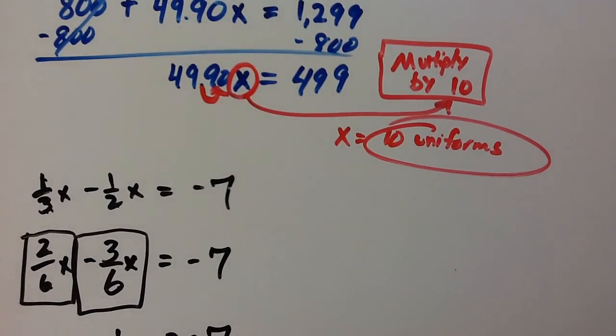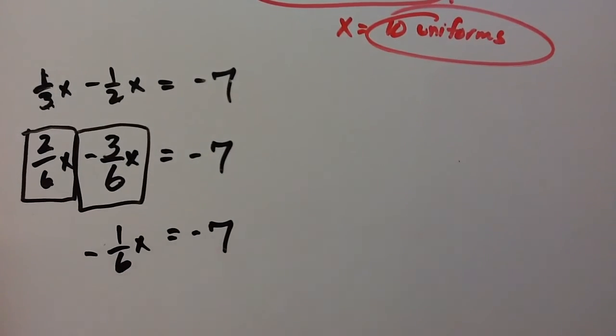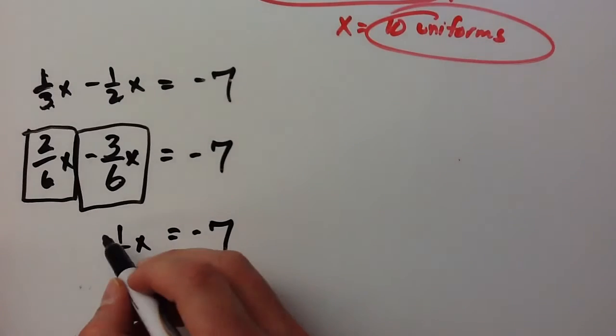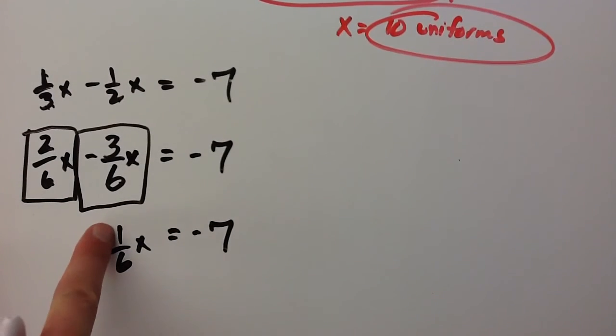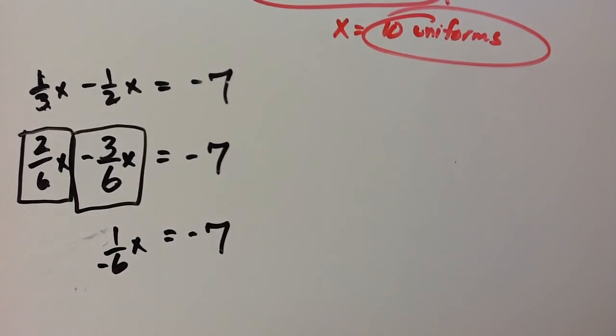Now remember, we've talked about before that this negative sign can be written out front like this. It can be written in the top like this, or it can be written in the bottom like this. Okay, when solving an equation, I would suggest putting it in the bottom in the denominator. That way it'll save you an extra step in the end. Now, if you were to solve for x right here, you could say, okay, I want to divide by -1/6, and that would be right.